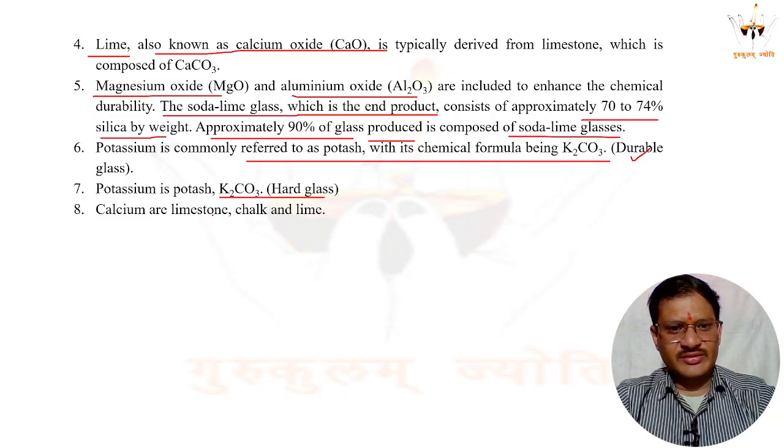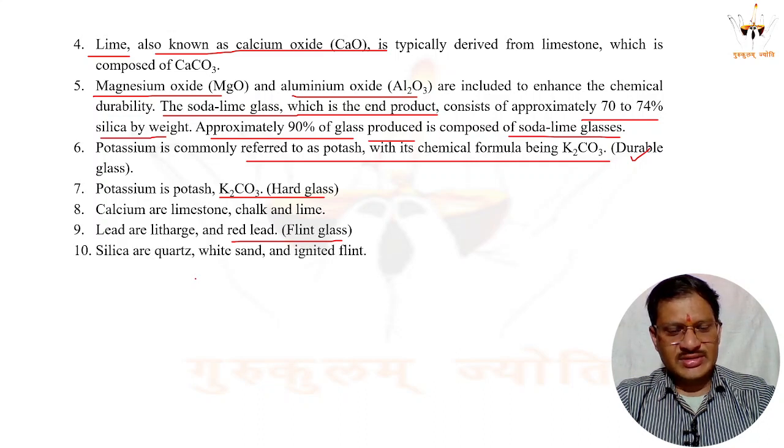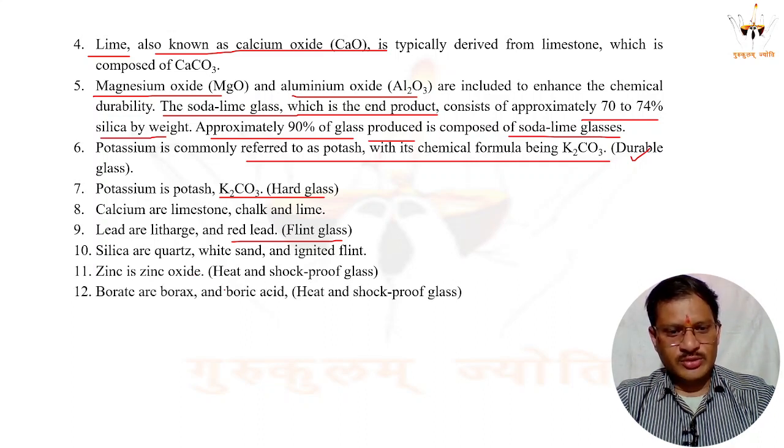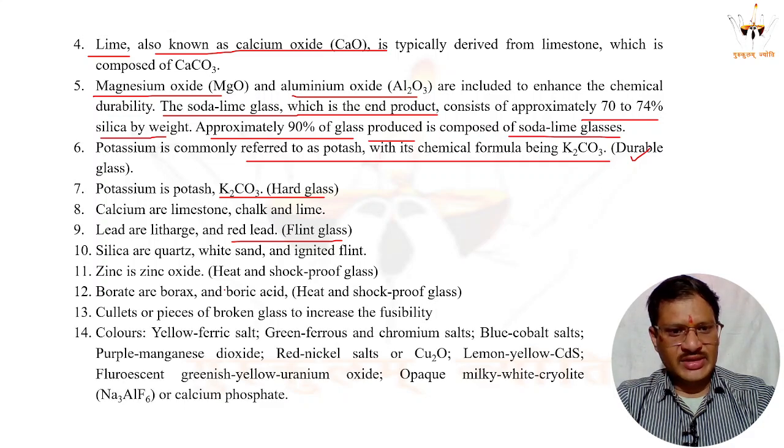Calcium comes in the form of limestone, chalk, and lime. Lead, litharge, and red lead are used in flint glass. These are some ingredients: silica, quartz, white sand, ignited flints; zinc oxide, for the preparation of heat and shock proof glasses; borax, borate, or boric acid, and pieces of broken glass to increase the fusibility; and ultimately the last ingredient, but not the least, the colors.